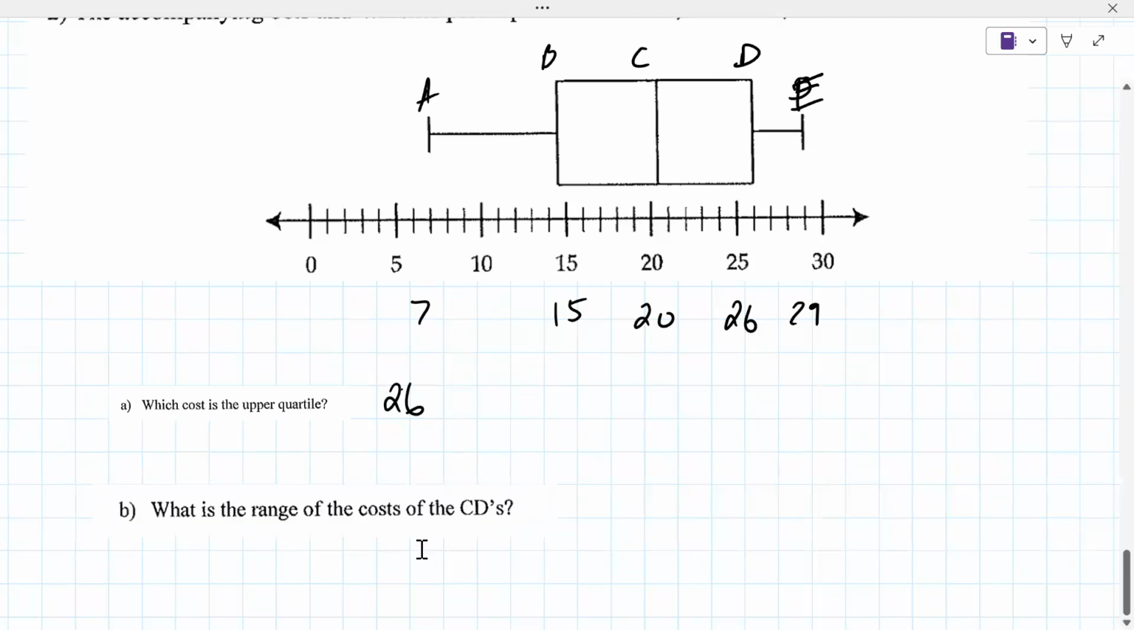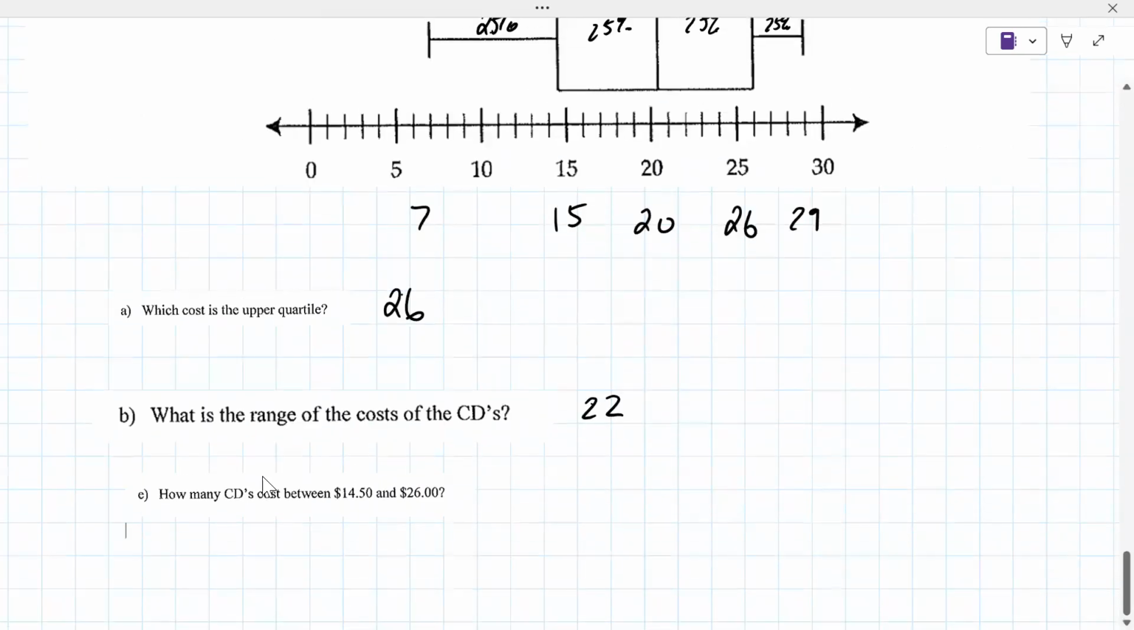What is the range? 22. Okay. Next one is, so now again, it's 25% in each of these intervals. Okay. And if there's more than one, you just add. All right.